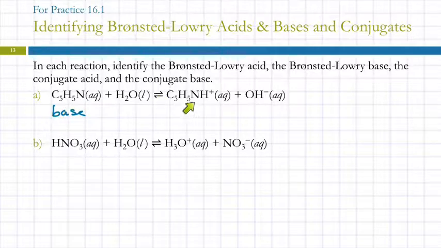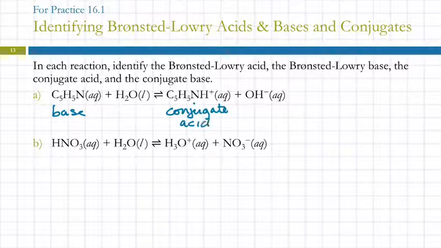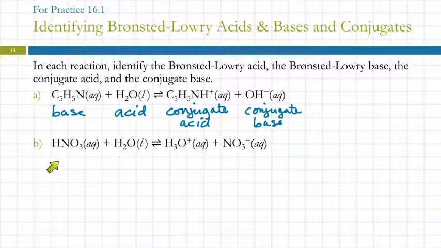After it acts as a base, what does it become? An acid. Because of what we chose to write as reactants and products, we would call this the conjugate acid, just because it's on the product side. So then what's water doing here? It's acting as the acid because that's where the hydrogen ion came from. So then the hydroxide ion is the conjugate base. Does that make sense?